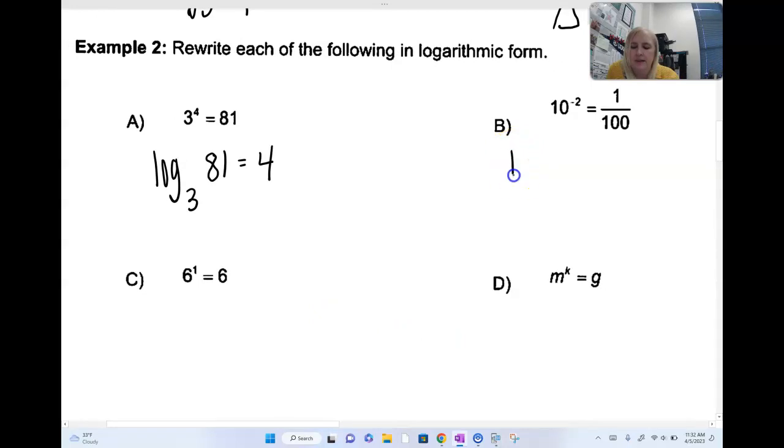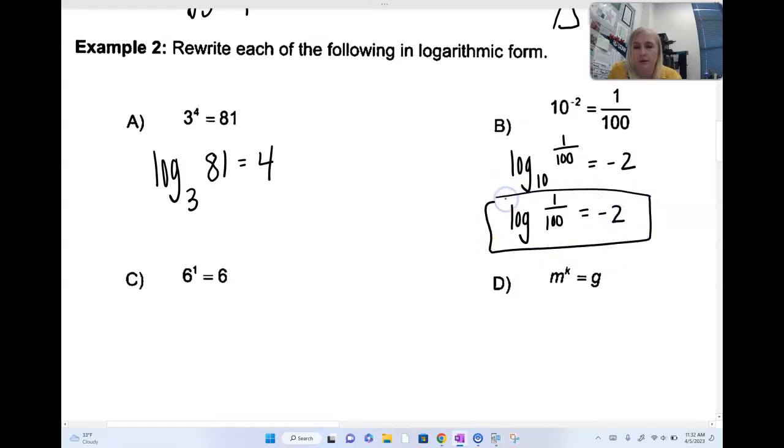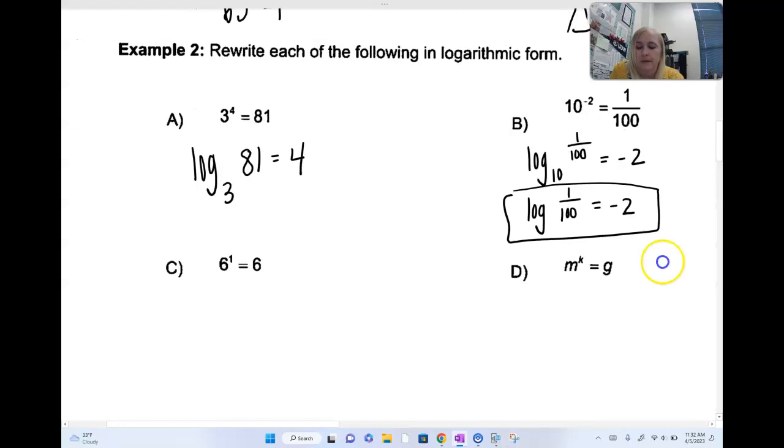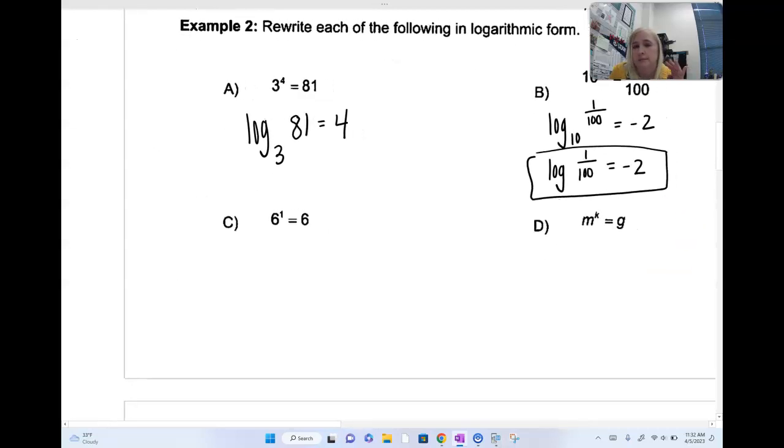All right, next one, log base 10 of 1 over 100 equals negative 2. And then, since it is that base of 10, you can write it without a base. And that would be the more accurate answer for those ones. So just remember, base 10 is your empty log.